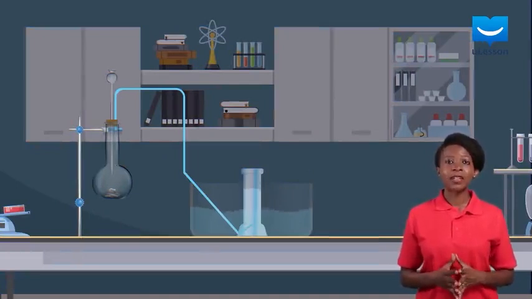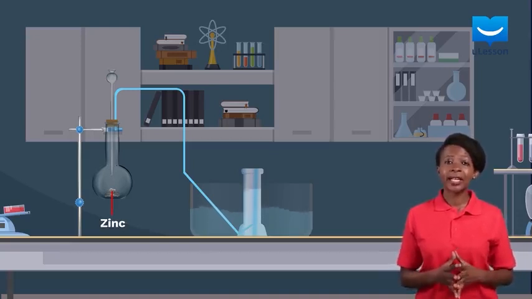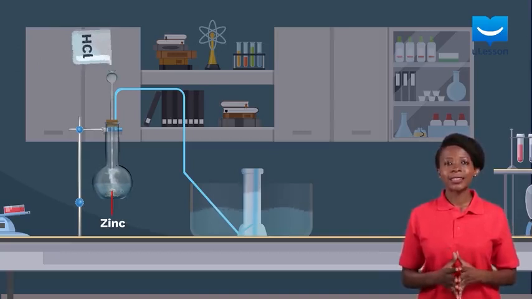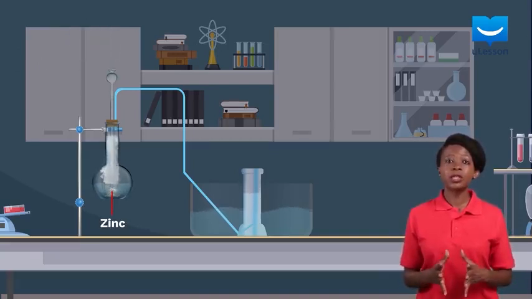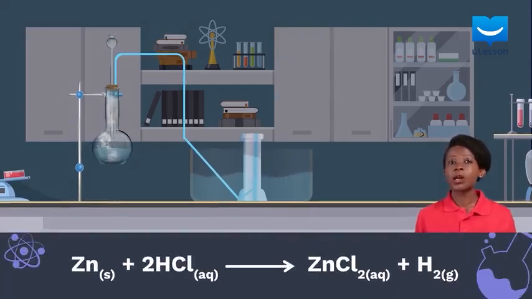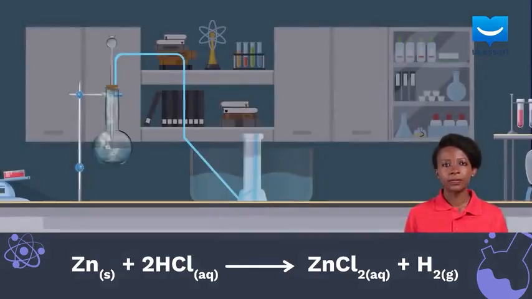Inside the flat bottom flask is a piece of zinc. If a dilute solution of hydrochloric acid is added to the zinc through the funnel, the zinc atoms react with the acid to liberate hydrogen gas as shown in the chemical equation here. This reaction is possible because zinc is above hydrogen in the electrochemical series. So it has the ability to displace hydrogen from the dilute acid solution.